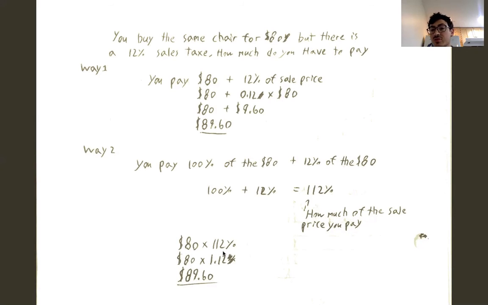And now when we convert this, because it's over 100%, it's actually 1 point something. So instead of that 0.12, it's 1.12 because we added 100%, and 100% is 1. If you go below 100%, you get 0 point whatever percent you have. If you have above, it's 1 point whatever percent you have. So here, $80 times 1.12. And doing that calculation, we get the same value of $89.60.